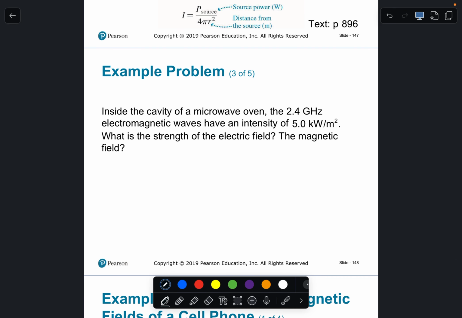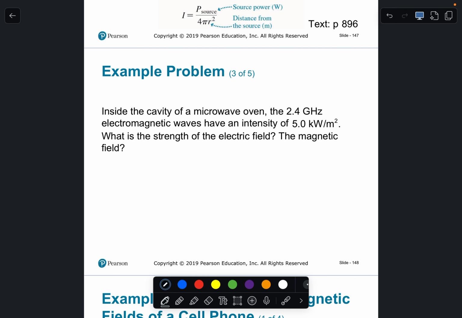This is a frequency. Giga is 10 to the 9, so it's 2.4 times 10 to the 9 hertz. That's the frequency of your microwave oven. And the intensity of those waves is 5 kilowatts per meter squared, so I is 5 times 10 to the 2 watts per meter squared. The question is, what is the strength of the electric field and the magnetic field? Well, we know that there's a bunch of constants, c, epsilon naught, E naught.